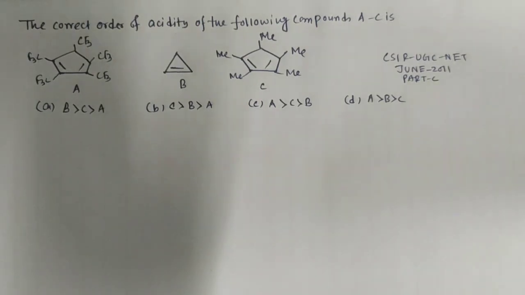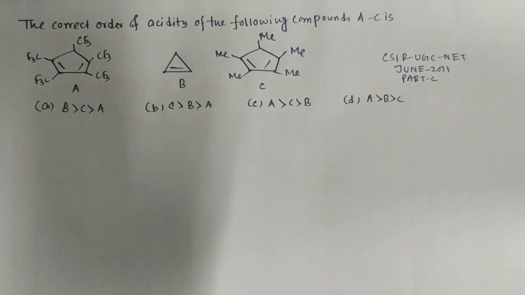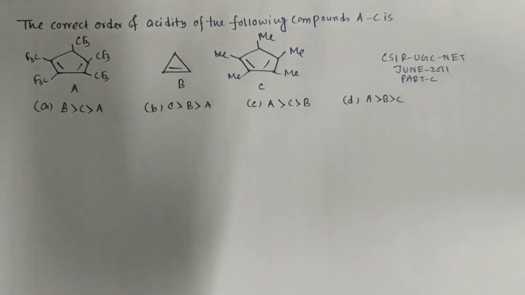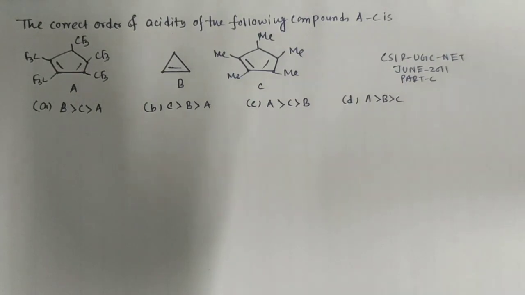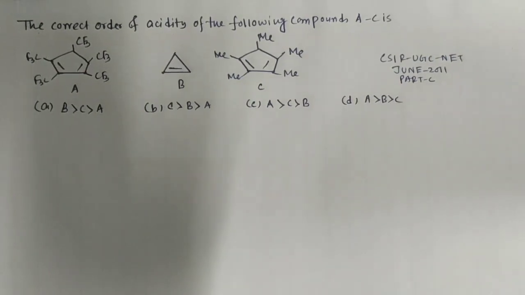So I am solving a question which was asked in CSIR UGC NET June 2011, and this question is a part C 4 marker question. In this question we have to find out the acidity orders.